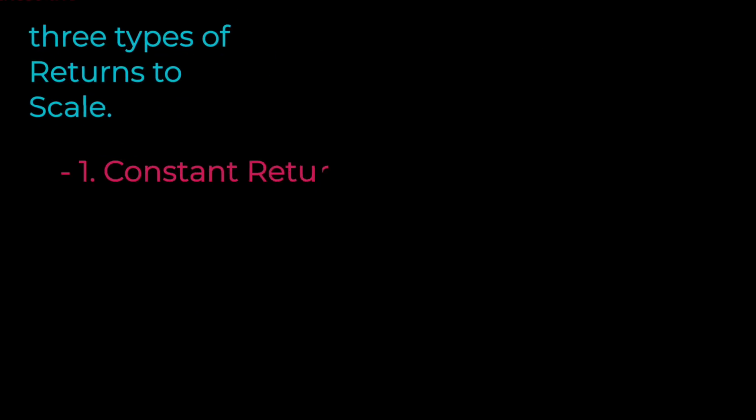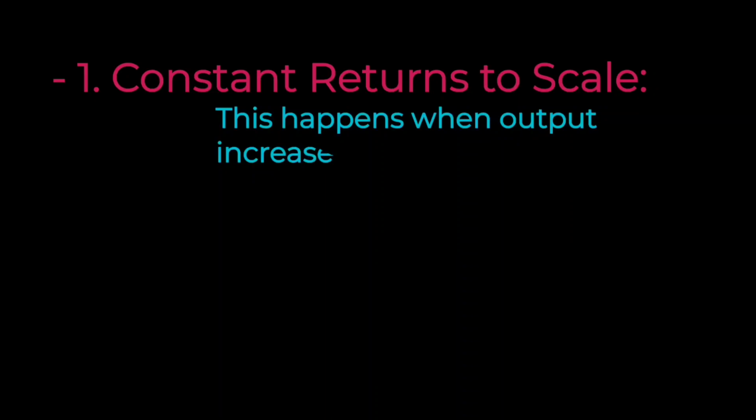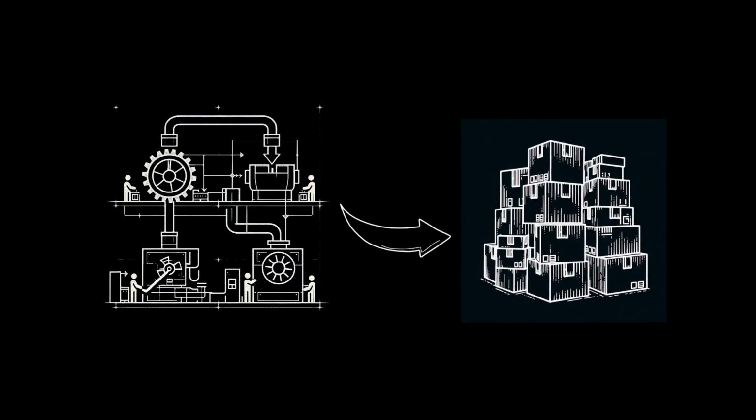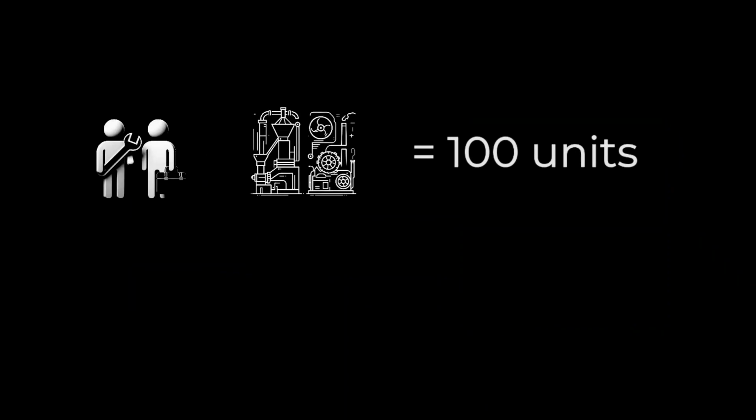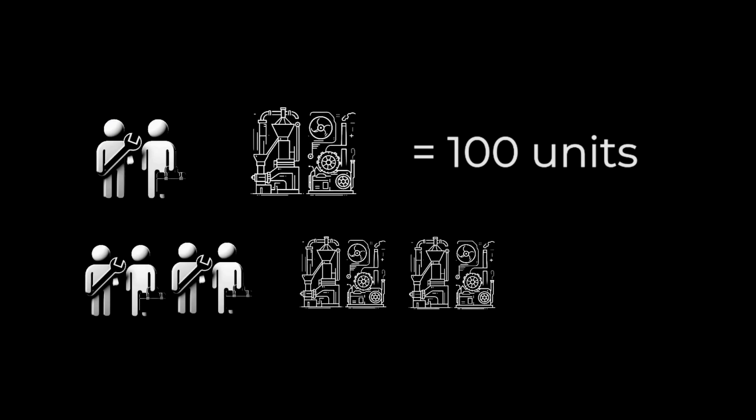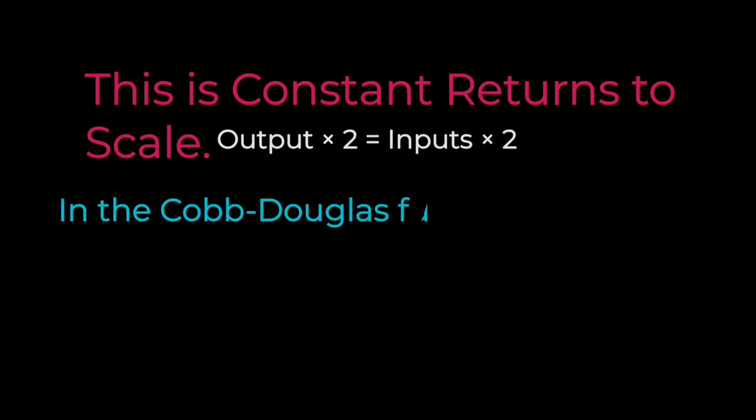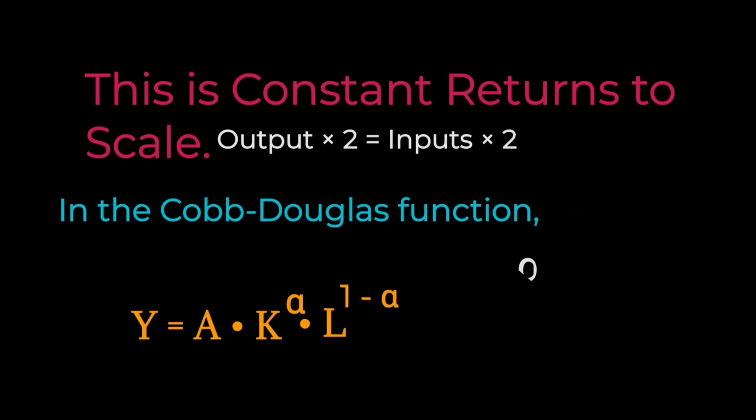The first type is constant returns to scale. This happens when output increases by the same proportion as inputs. For example, if you double inputs, output also doubles. 2 workers and 2 machines gave 100 units. 4 workers and 4 machines gives 200 units. Output doubled, inputs doubled. This is constant returns to scale. In the Cobb-Douglas function, this happens when the sum of powers equals exactly 1.